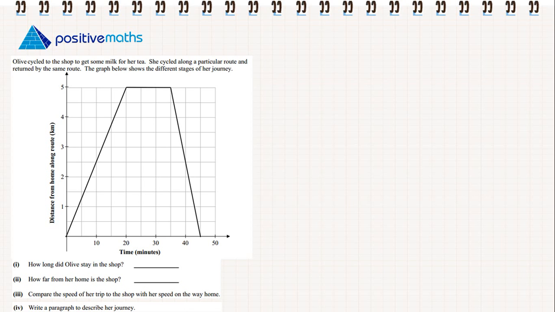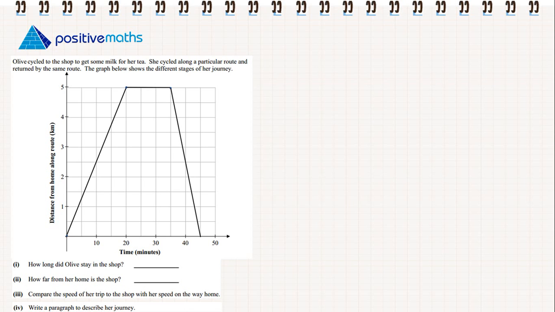So before we look at the questions, we'll just look at the graph. Along the y-axis, we have the distance from home along the route in kilometers. Along the x-axis, we have the time in minutes. So we can see that at 0 minutes, she started off on her journey. From 0 to 20 minutes, she traveled a distance of 5 kilometers. She stayed at that distance. And then from 35 minutes to 45 minutes, she traveled again.